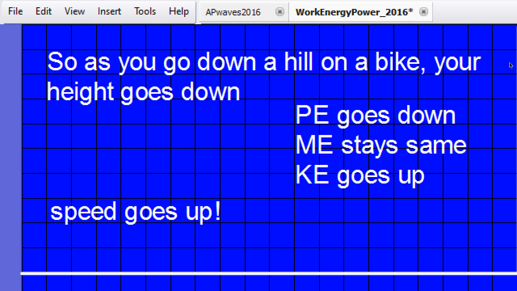Which means that as I go down a hill on my bike, my height goes down, which means my potential energy goes down. But my total energy has to stay the same, which means my kinetic energy goes up, my speed goes up. See? Simple.